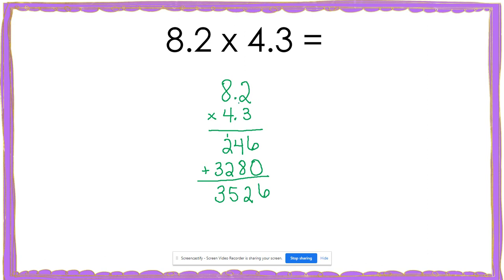When I look in my problem, I notice that there's a decimal here and there's one number behind it. There's a decimal here and there's one number behind this. That means that there is a total of 2 numbers behind the decimal in my problem. In my product, I need to also move 2 places, and I'm going to put my decimal right here. So the product is 35.26.